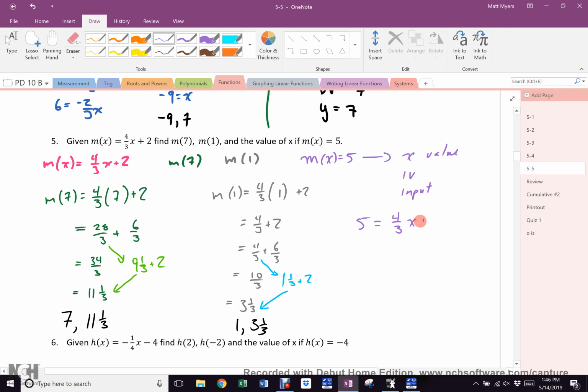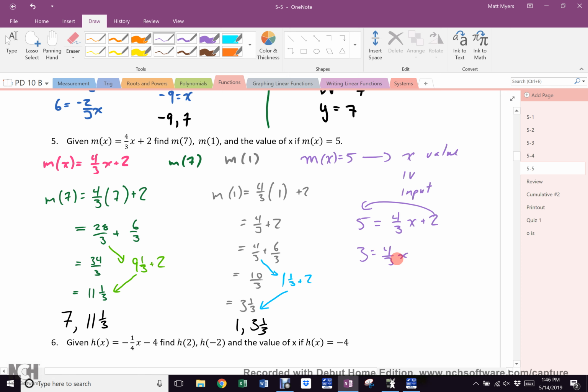4/3 x plus 2. What is my job? Find x. What do I do with the 2? I just gave it away because that's the answer. What do I do with the 2? Bring it over and it becomes 3 equals 4/3 x.